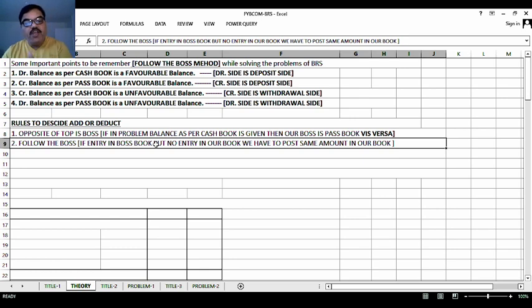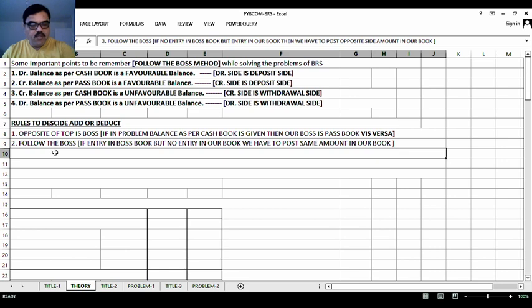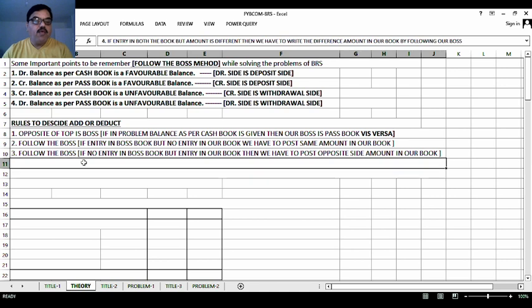Third, if there is no entry in the boss book but there is an entry in our book, then we have to reverse it. We write the opposite side amount in our book. The next point is: if there is an entry in both books, suppose the passbook is the boss, there is an entry in the passbook and also in our cash book, but the amount is different, then for that different amount we have to follow the boss.